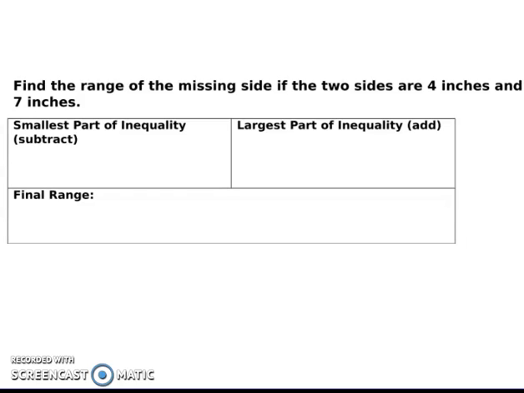Here's one without the picture, but it's just a word problem. Find the range of the missing side if two sides are 4 inches and 7 inches. Now, we don't know if 7 inches is the largest. We don't know if 4 inches is the smallest. So, to find the smallest part of my inequality, I'm going to subtract. 7 minus 4 is 3. The largest part of my inequality, we're going to add. We're going to assume that 7 and 4 are not the largest parts.